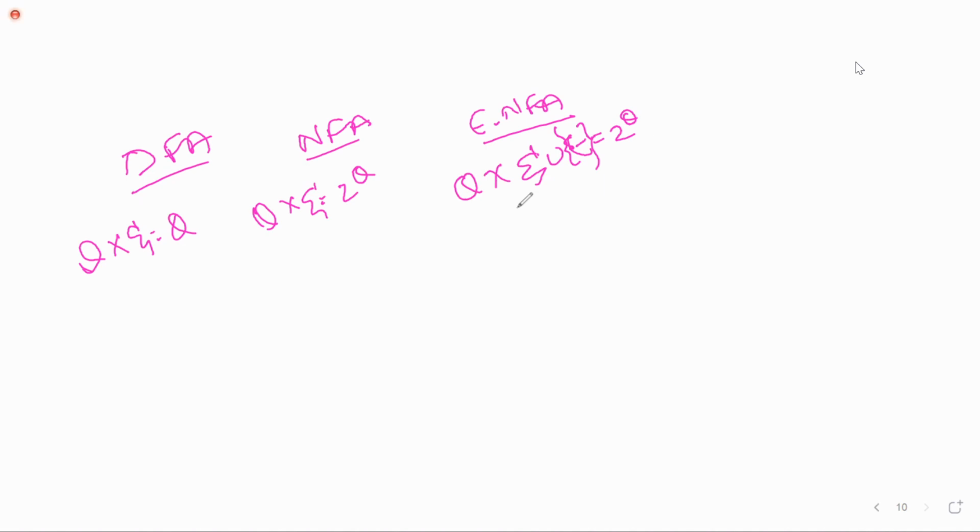Now clarity has come on DFA, NFA, epsilon NFA. Tomorrow we'll discuss about epsilon NFA and its problems, and then we'll move on to the finite automata with outputs, that is Moore and Mealy machines.